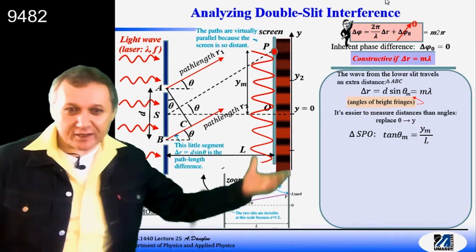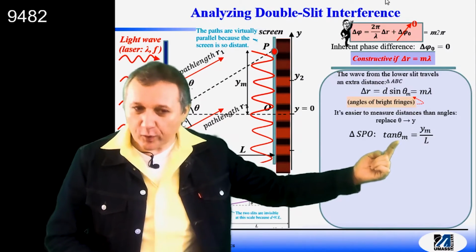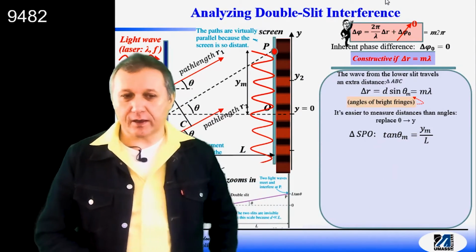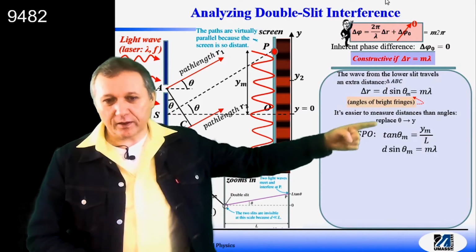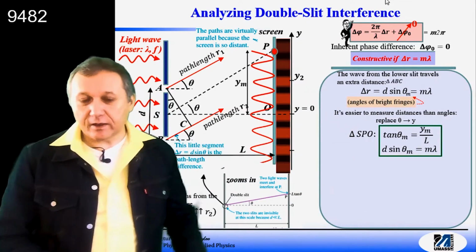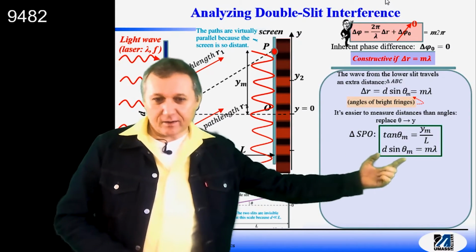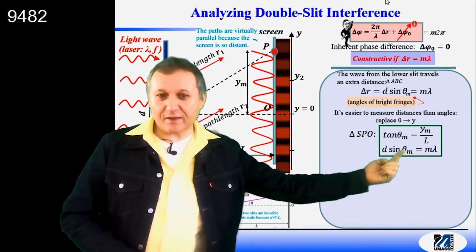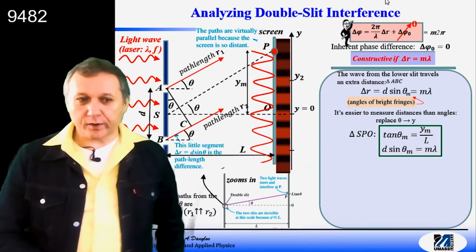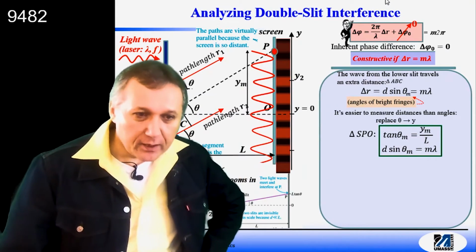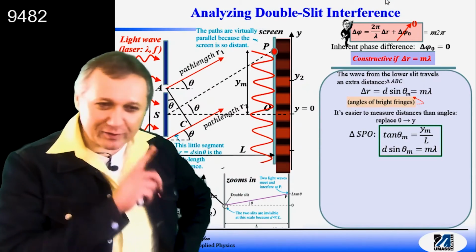So this formula allows us to avoid measuring the angle, and we can measure the distance y instead. Now we can combine this formula with this formula, and basically that's what we need. This you can use to find the angle, and then plug it here to find the distance to the bright spot. So you can predict where the bright spot is going to be on the screen. But we can simplify it even more. That's so nice when you can simplify.